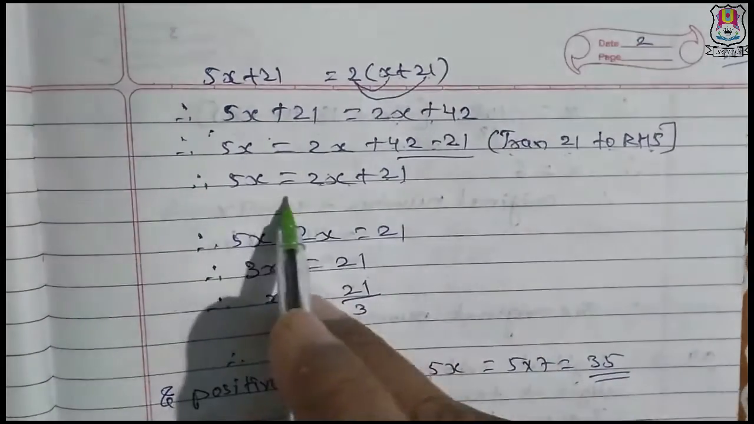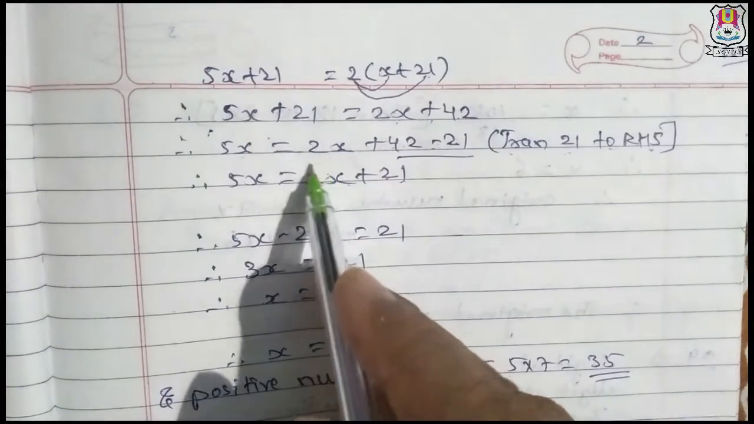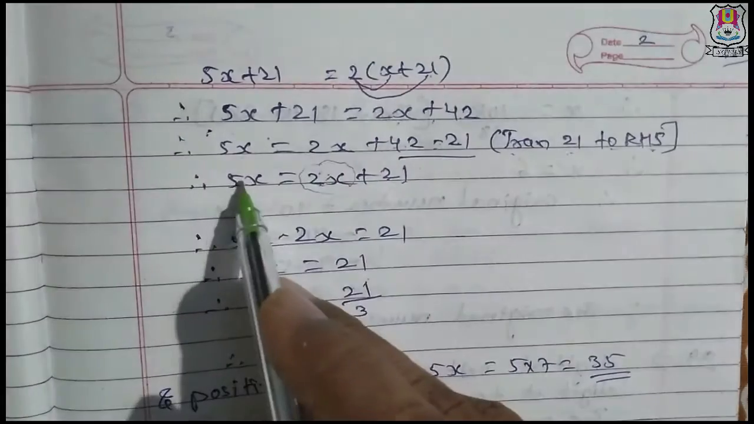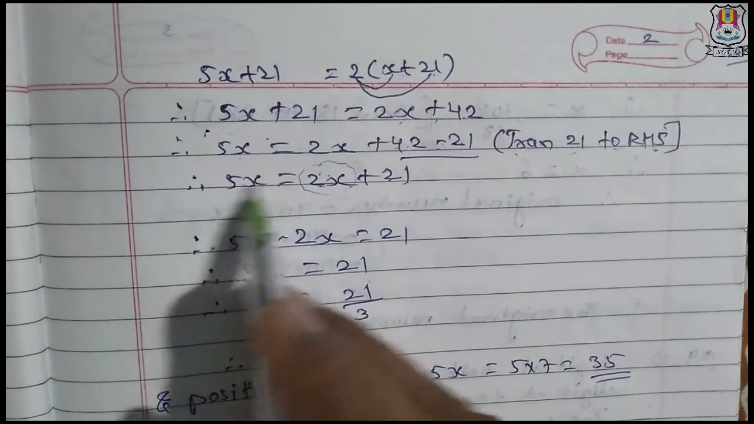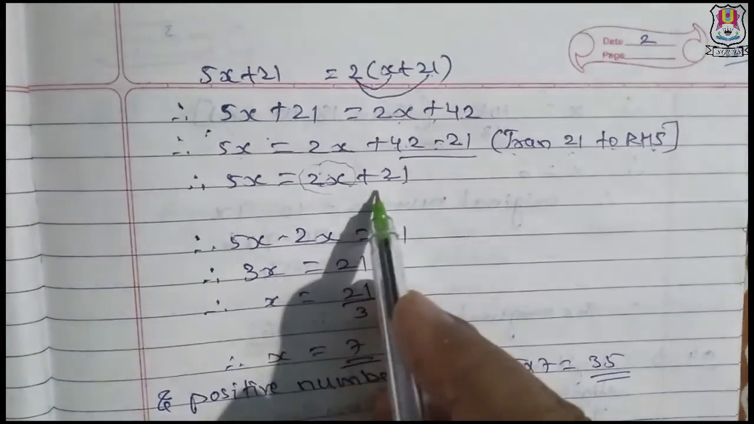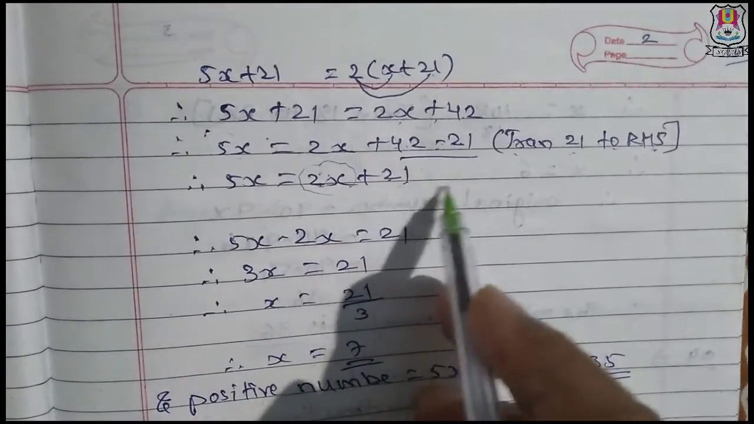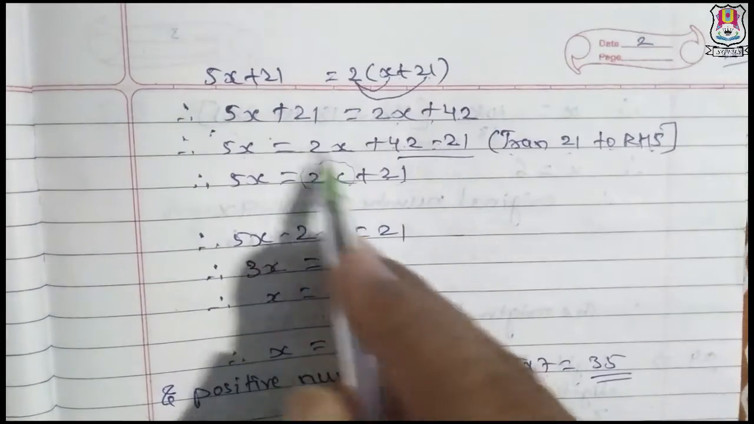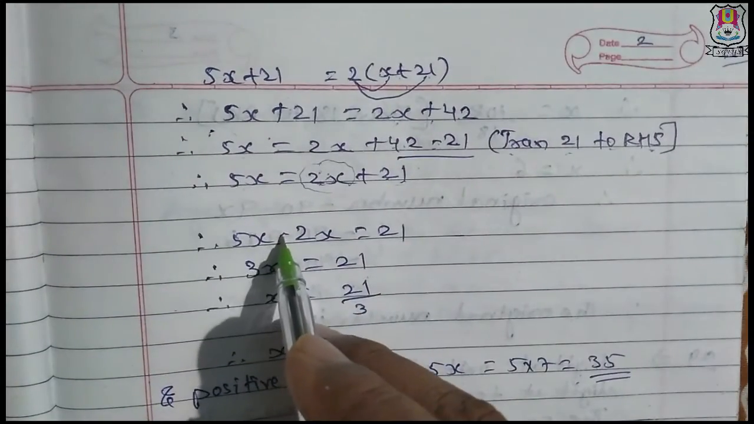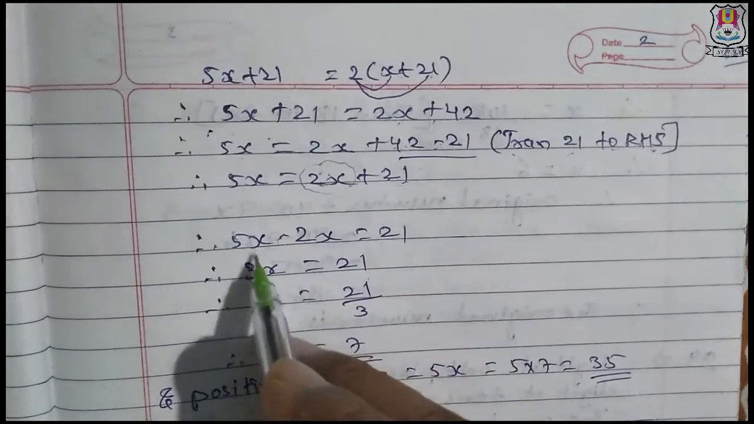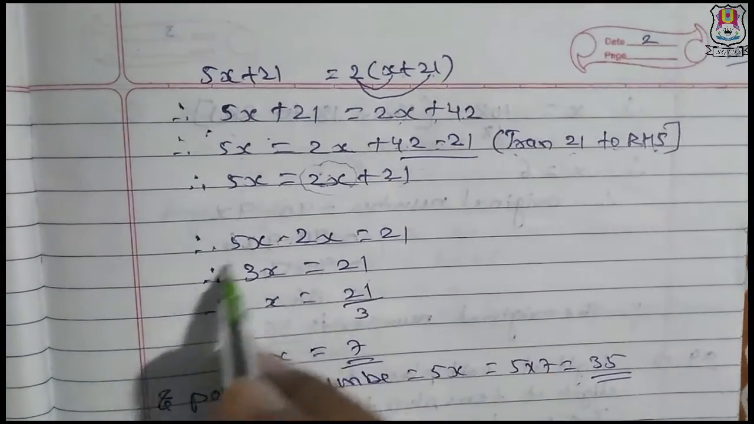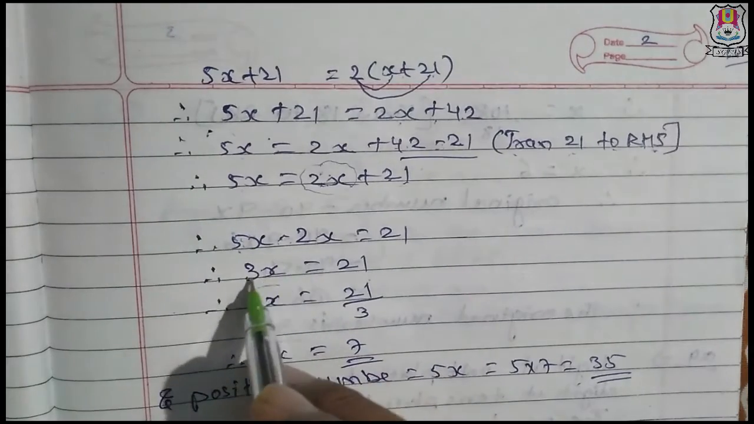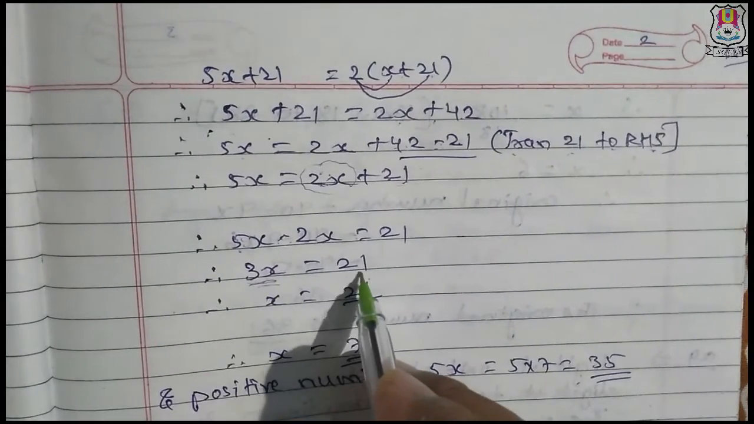So 2x plus 21. Now what are we going to shift? We are going to shift this 2x onto the left hand side, so the variable is on one side and the integer remains on the other side. So 5x minus 2x, transposing 2x onto the left hand side, plus becomes minus. So 5x minus 2x is equal to 21, and 5x minus 2x will be 3x. 5 minus 2 is 3x. So 3x is equal to 21.